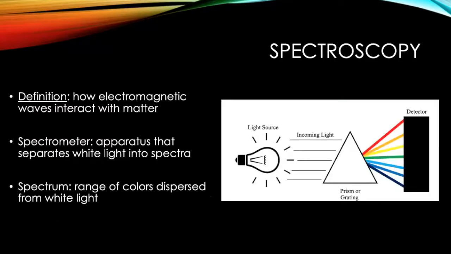iPhone 6s. Spectroscopy is defined as a technique to examine how electromagnetic waves interact with matter. A spectrometer is an apparatus that separates white light into its constituent wavelengths by using a diffraction grating or a similar apparatus. And spectra is the range of colors dispersed from white light. By this means, it is possible to compare wavelengths and their respective intensities.